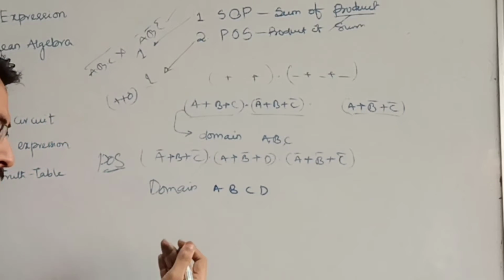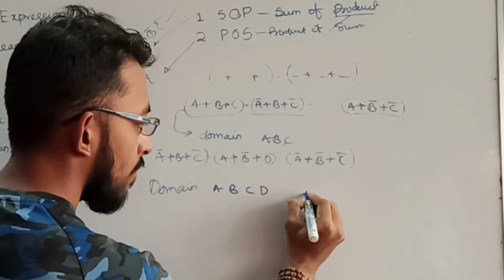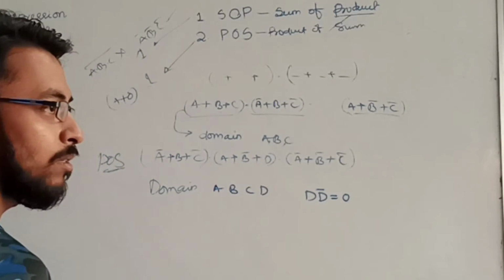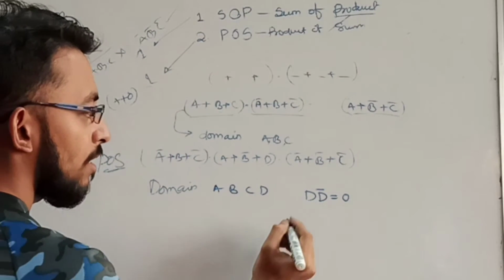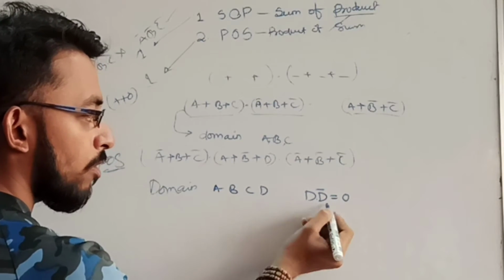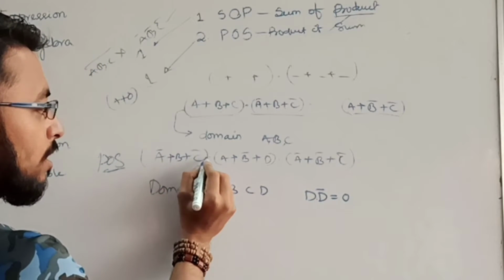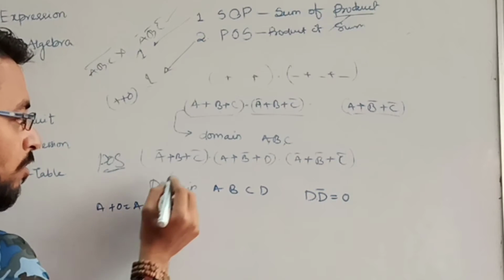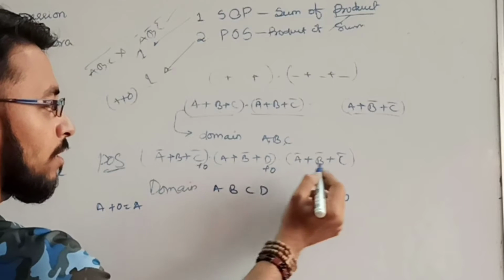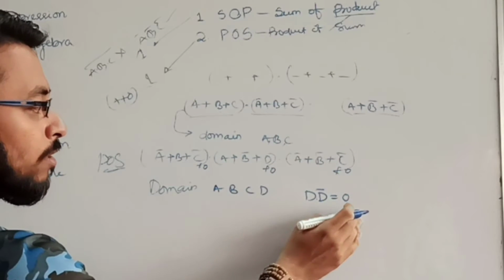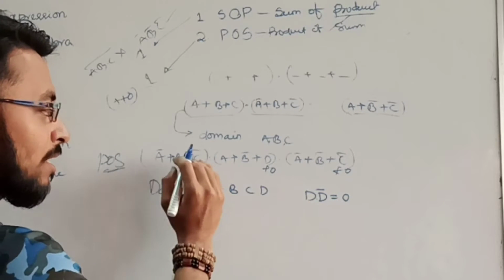So how to replace that term? I can add D dot D bar equal to 0. Is D dot D bar equal to 0? 1 dot 0 equals 0, and 0 dot 1 is nothing but 0. It means with each term I can add 0. A plus 0 will give me value A. So if I add 0 in each term, it will not hamper my output. And in place of 0, I am going to use the term that is missing over there.